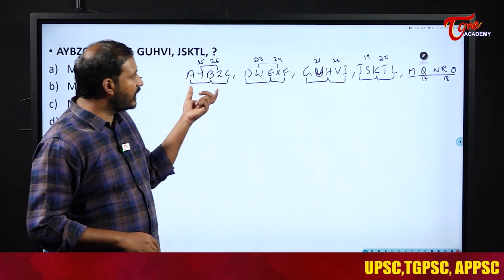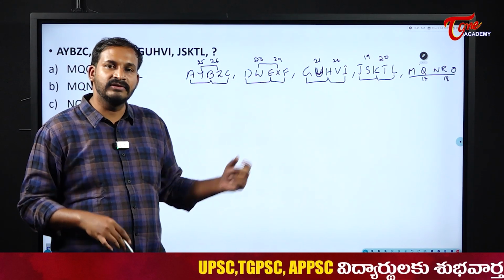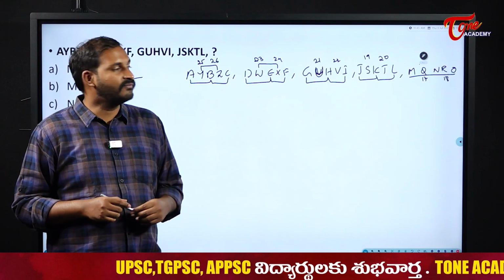If you are not able to identify it, students, just write the place values. Definitely you will get the idea of what is happening here.